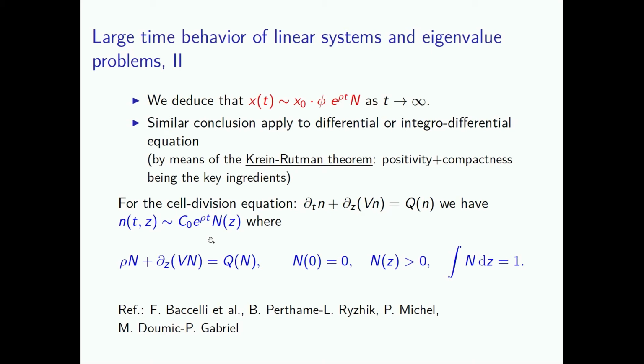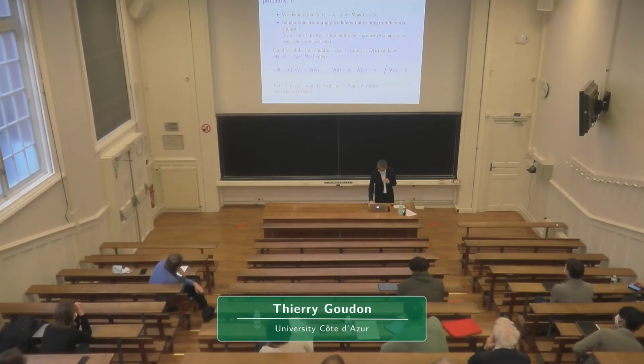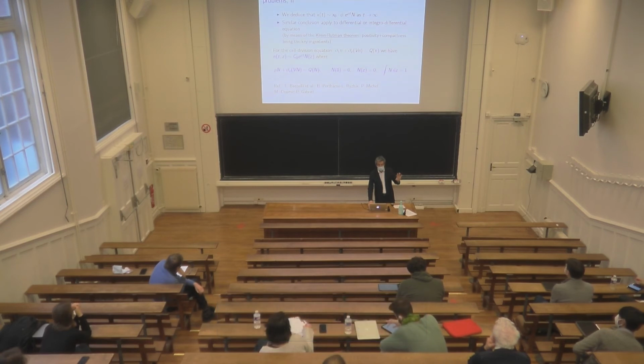So again, an exponential growth rate driven by a certain eigenvalue, and a profile n of z, which is an eigenfunction associated to rho. Okay, so the eigenvalue problem that you need to solve is this one. The theory that tells you that there exists a solution to this eigenvalue problem and that the asymptotic behavior is indeed this one is due to Baccelli, Perthame, Ryzhik, Michel, and Doumic-Jauffret for the most advanced version as far as I know. Okay? So this is just for the growth division equation without any coupling.